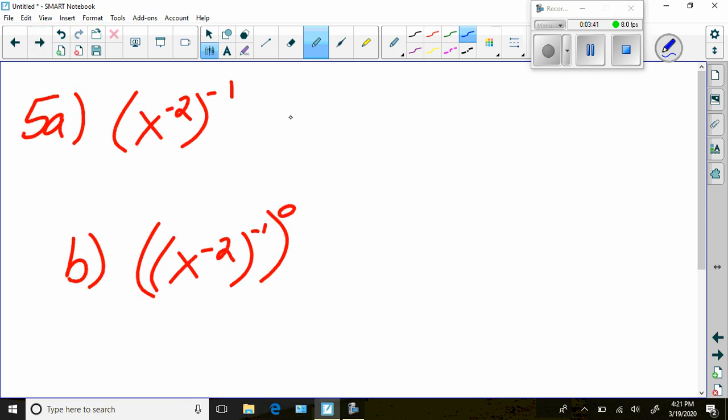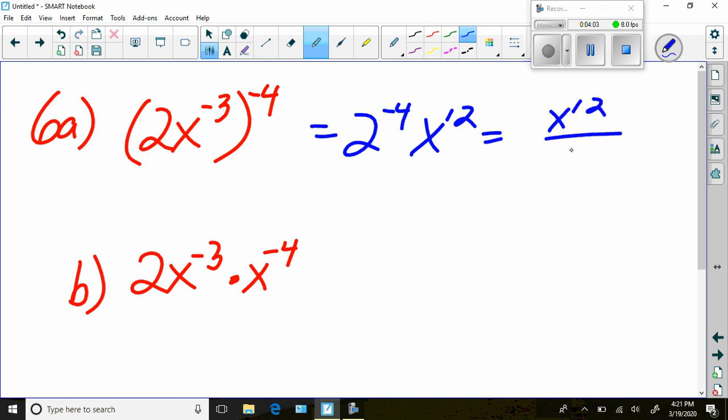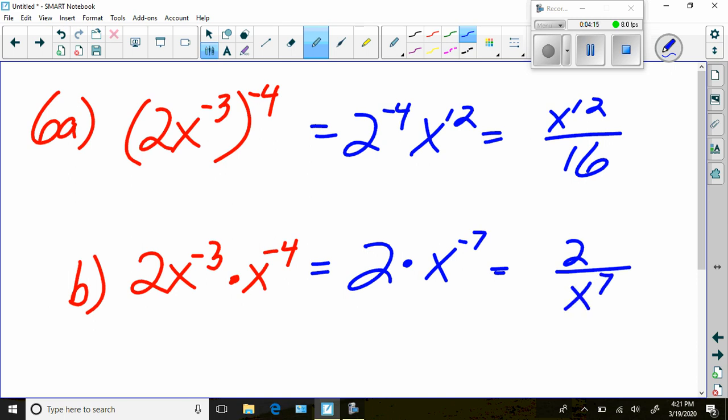Okay, you can multiply that, and so this would just be x squared. And then after I wrote all of 5b, I was a little upset because at the very end the power was to the 0, so this answer is 1. 6a, this would be 2 to the -4th, x to the 12th. So that's going to be x to the 12th over 16. This guy's going to be 2 times x to the -7th, which is 2 over x to the 7th.